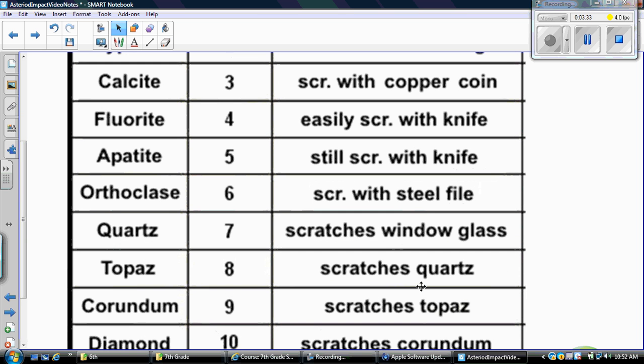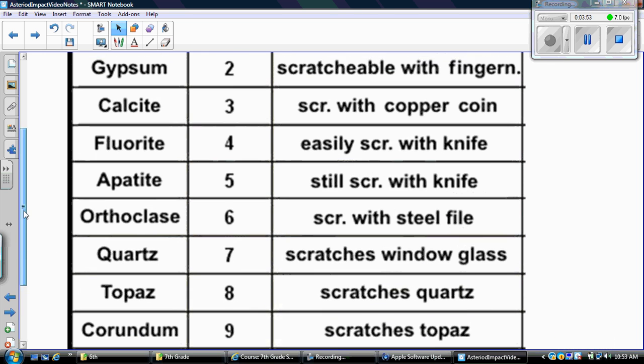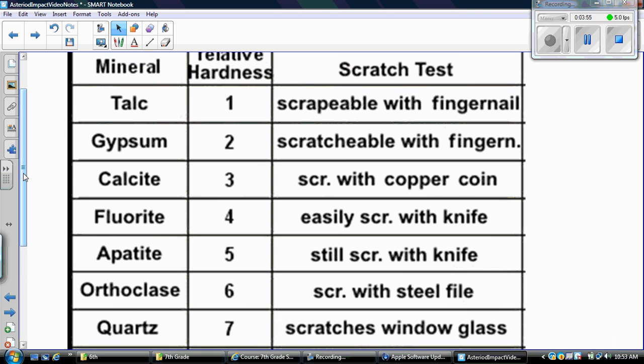If that mineral can scratch quartz, you have a hardness of 8. If you have a mineral that can scratch topaz, which has a hardness of 8, you have a hardness of 9, which is corundum, which we find in sapphires. If a mineral can scratch a sapphire or a corundum, then you have a hardness of 10, which is a diamond. So that's usually what we do with a hardness scale. We do a scratch test to find the hardness of the mineral, which you will be doing in one of your labs.